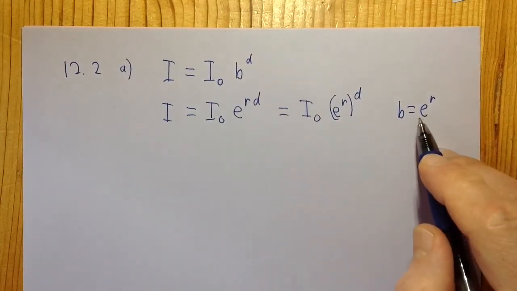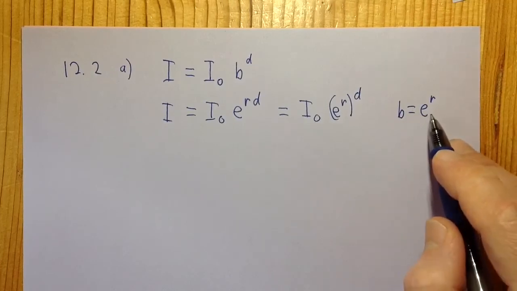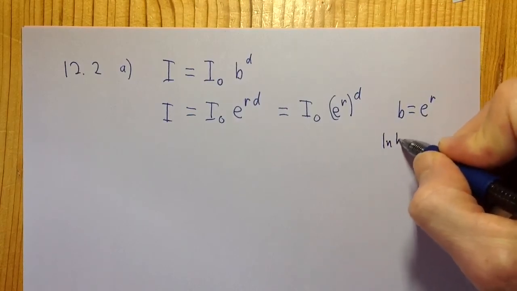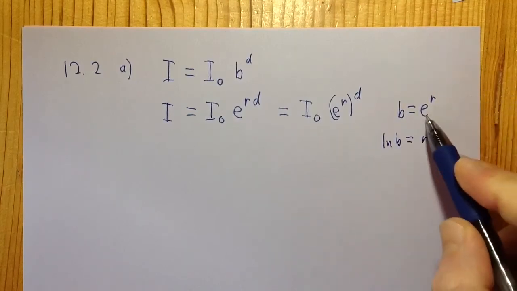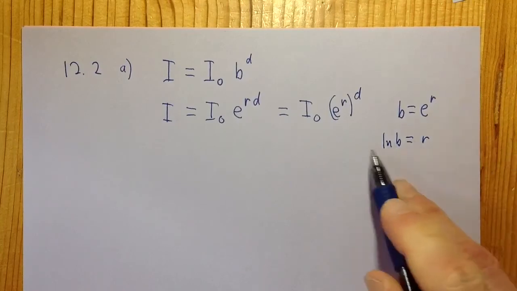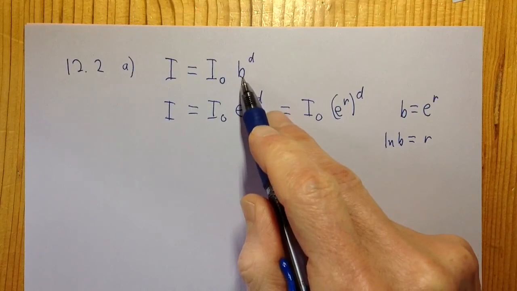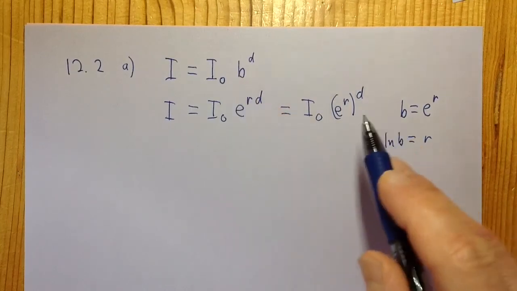If we do it the other way, if we find b and we want r, then it's real easy to do too, because we just take the ln of both sides here. Ln of b is equal to r, because ln and e cancel. So either way we go, we can convert back and forth. They give you the answer in this form. They give you a b. So if you want to get their answer, you do it this way.